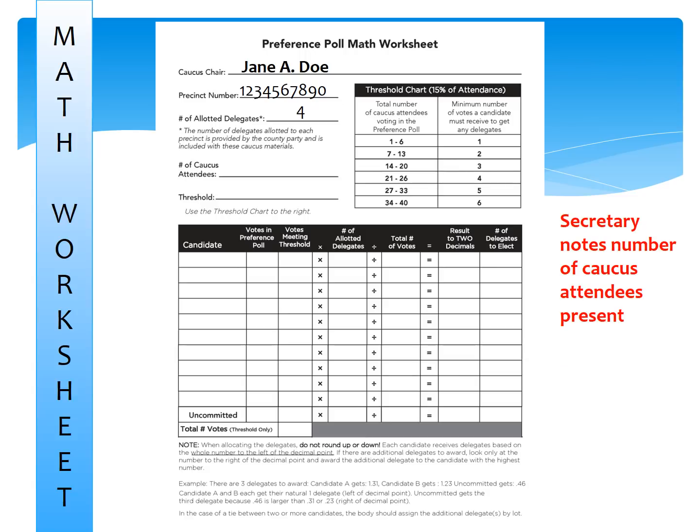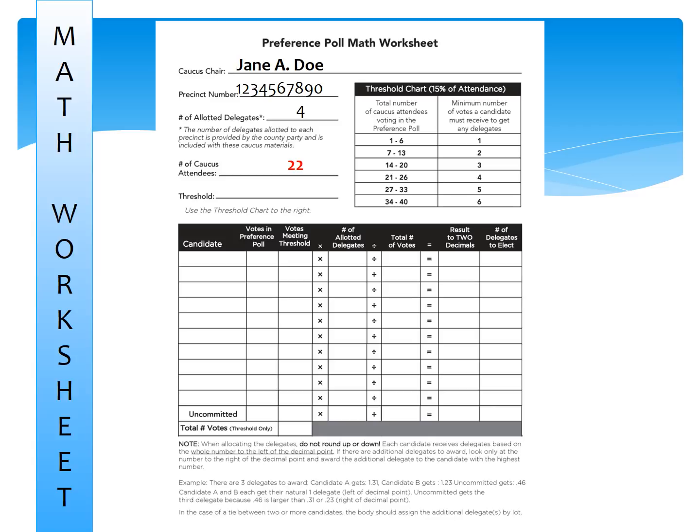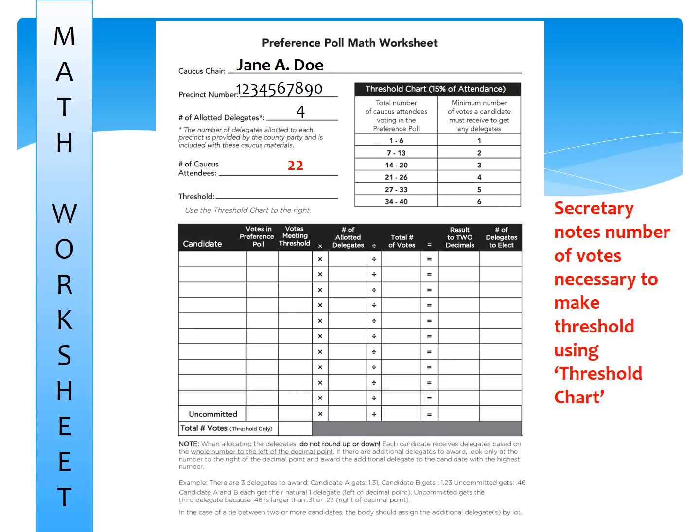Next, the secretary notes the number of caucus attendees that are present for your precinct and writes that number in the appropriate location on the math worksheet. Now the secretary notes the number of votes that are necessary for any candidate to make threshold using the viability threshold chart. Start by noting the number of caucus attendees and then finding that 22 is between 21 and 26, and that a minimum number of 4 votes would be necessary for a given candidate to make the viability threshold. They then bring that number 4 over to the threshold spot on the worksheet.